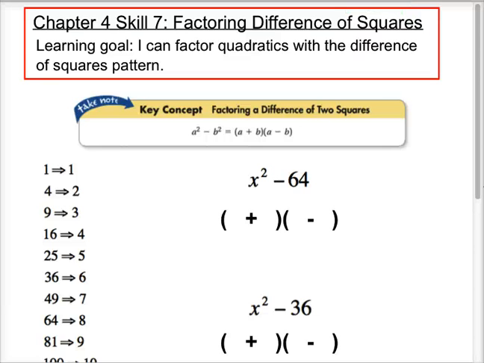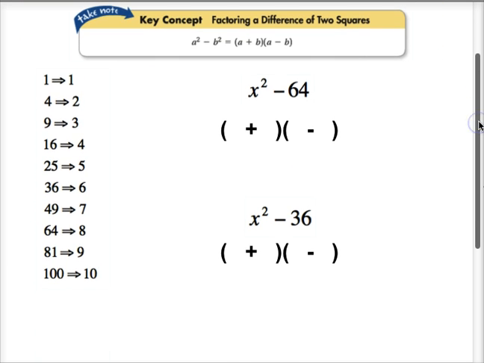Welcome back. In this lesson, we're going to talk about another type of factoring called the difference of squares. This is a special pattern that honestly is a really easy way of factoring, but at the same time, it's also easy to forget this specific pattern. So what we're looking for is what's known as a difference of squares.